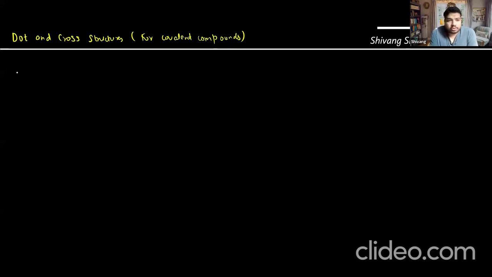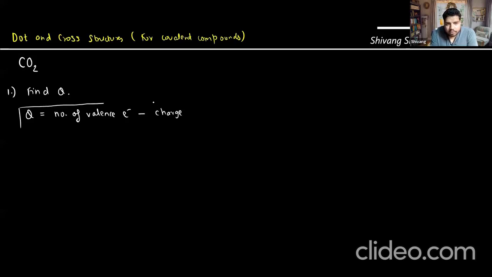How do we do that? Okay, so we'll take an example of, let's say, carbon dioxide, an easy molecule to start with. And what I say is the first step is going to be find the value of Q. Now, what is this Q? Q is equal to the number of valence electrons minus the charge. Okay, so this is the formula for Q.